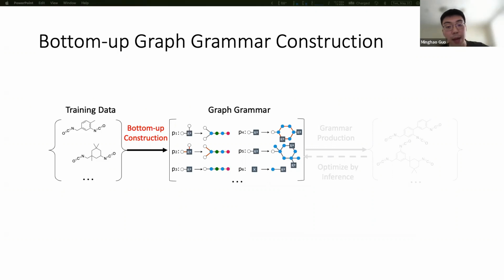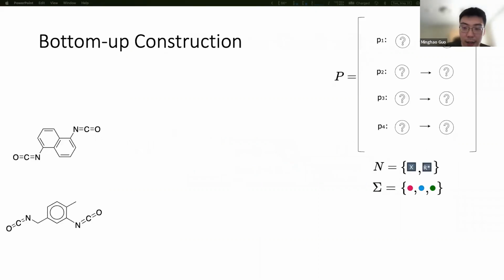And we achieve this by proposing a method called bottom-up graph grammar construction. This is actually a very similar concept from program synthesis: given an input of sample examples, you want to synthesize a program, and you can deal with this problem in a bottom-up search way or a top-down way, or even more stochastic ways.